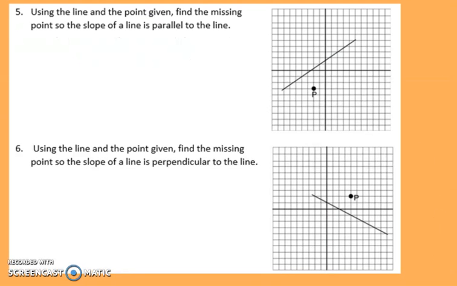Now, you're also going to see problems where they give you a graph, and they're going to ask you to use the line and the point to find another point so that the slope is parallel. We're going to start with the line. And the thing we want to keep in mind, slope is equal to rise over run. So use the graph, find the slope.